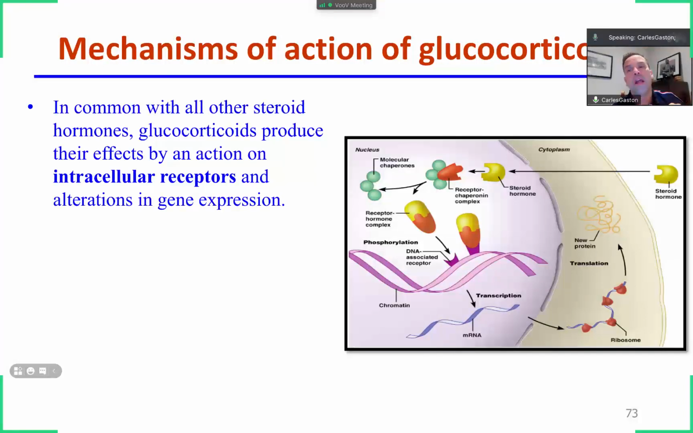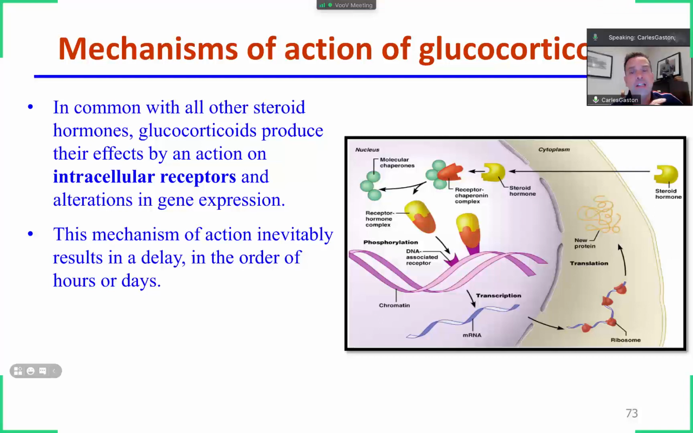So, in common with all other steroid hormones, glucocorticoids produce their effect by an action mediated by intracellular receptors. They alter the transcription factor, producing mRNA, then ribosomes and then a protein. This mechanism of action results in a delay, obviously, compared to the other mechanisms that are receptor based.